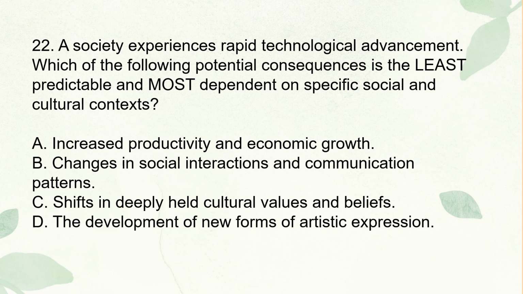Number 22. A society experiences rapid technological advancement. Which of the following potential consequences is the least predictable and most dependent on specific social and cultural context? Letter A, increased productivity and economic growth. Letter B, changes in social interactions and communication patterns. Letter C, shifts in deeply held cultural values and beliefs. Or letter D, the development of new forms of artistic expressions.